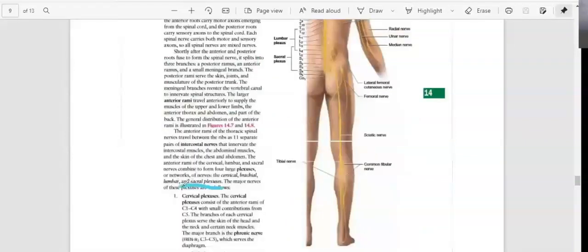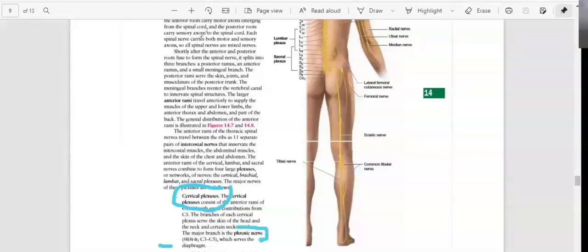Since a group of nerves forms a plexus, that means the plexus is always going to have branches. As you can see here, in the case of the cervical plexus, one important branch is going to be the phrenic nerve. The phrenic nerve is important because this nerve helps us move our diaphragm. Then we have the brachial plexus.